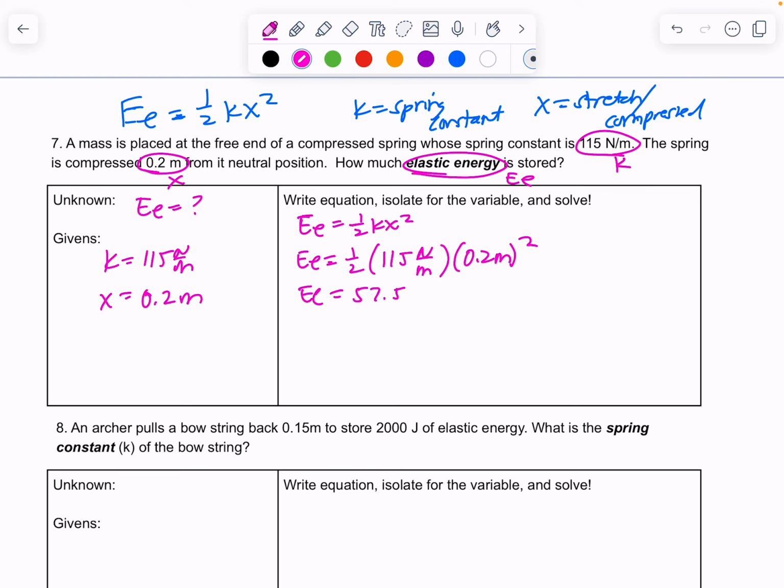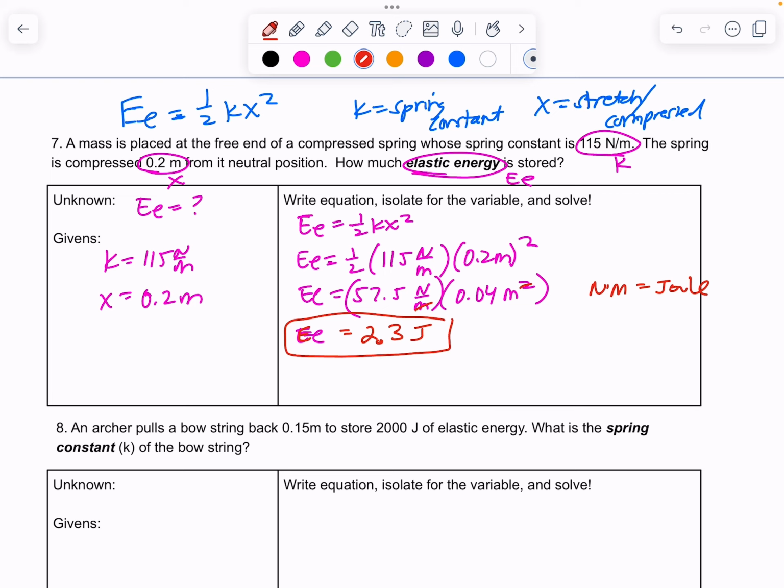So 1/2 times 115 is 57.5 newtons per meter. Then 0.2 squared is going to be 0.04, and that becomes meters squared because you have to square everything. Units wise, one of the meters is going to cancel, so that is how you get that newton meter is a joule. Then 57.5 times 0.04 is 2.3 joules of energy stored. Not that much, right?